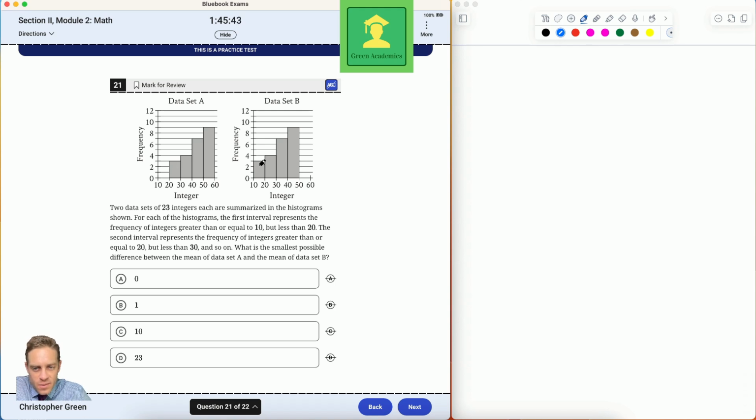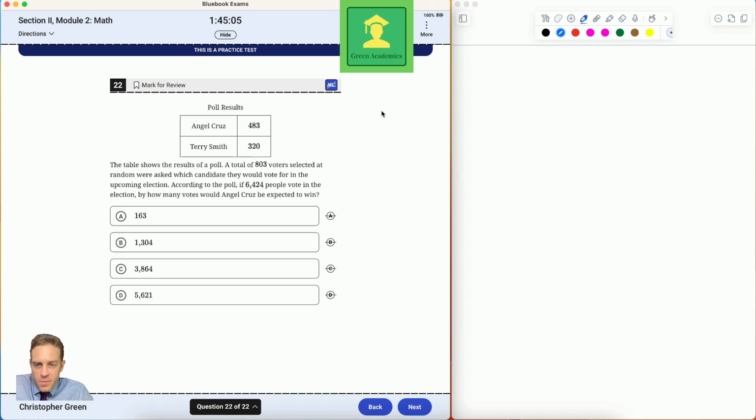Then in here, they would all be 19s. So instead of 3 times 20, you'd have 3 times 19. And then instead of 4 times 30, you would have 4 times 29. And instead of 7 times 40, you would have 7 times 39. And then lastly, instead of 9 times 50, you would have 9 times 49. And you would add those all up. But of course, every item is exactly 1 different, which means the mean would be 1 different.